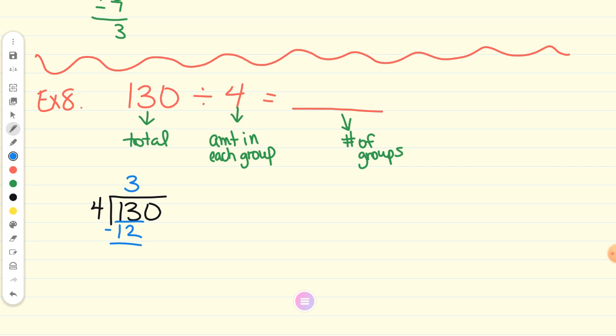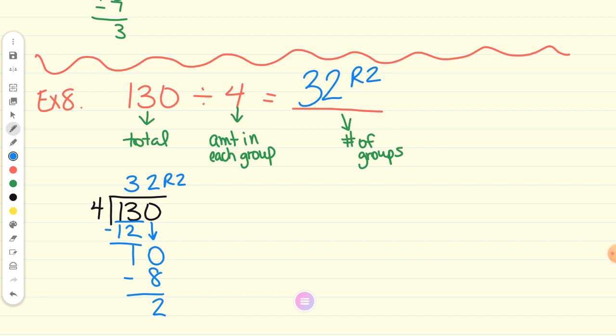You subtract 12. Okay. 13 minus 12 is 1. Keep going. And drop my 0. And see how many times 4 can go into 10. Okay. How many times can that happen? 2. Twice. 4 times 2 is 8. I'll go ahead and finish it out. 10 minus 8 is 2. Remainder 2. So I'm going to write that up here. 32 remainder 2 is my answer.